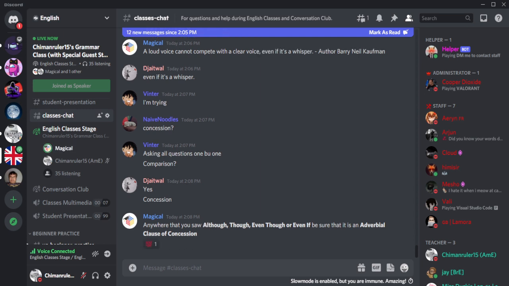So these two were hard, but now we know how to find them. Whenever you see although, though, even though, or even if, it is an adverbial clause of concession. And whenever you see an if clause, it is an adverbial clause of condition. And just like that, we can always find these. Let's go with something else.